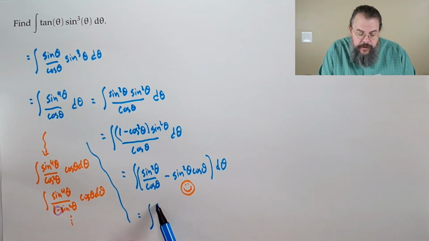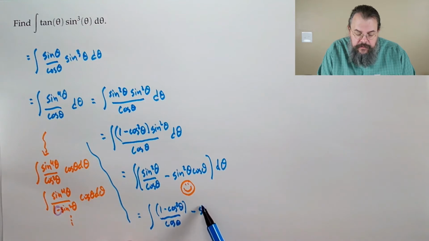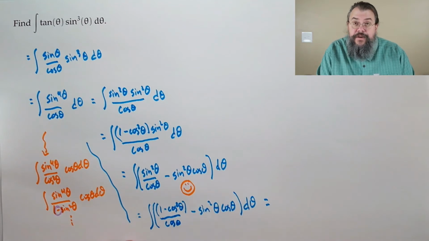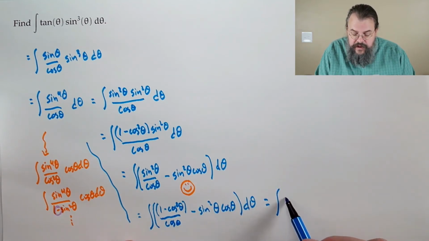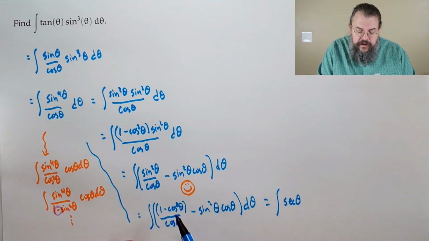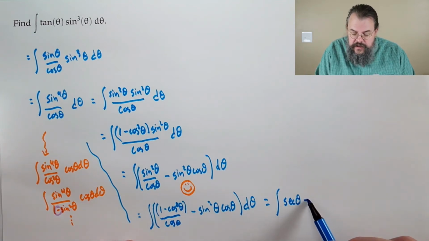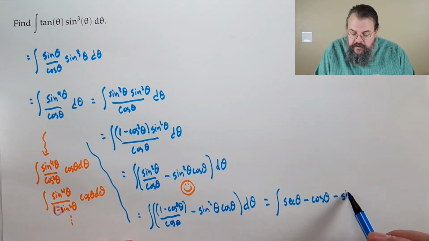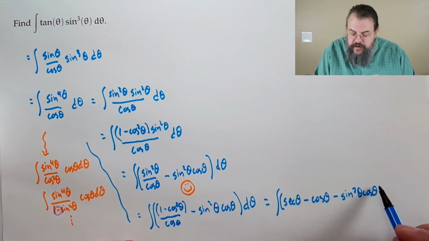Well, we'll get 1 minus cosine squared over cosine, and then that term on the end, minus sine squared times cosine. Okay, well, let's see. What does that become? 1 over cosine is secant. Cosine squared over cosine is cosine. And then this last piece, minus sine squared over cosine, and that is lovely.